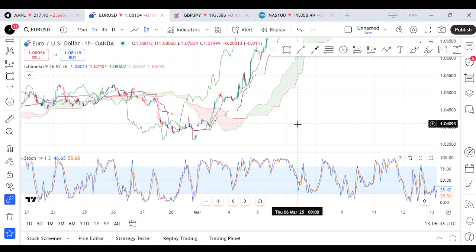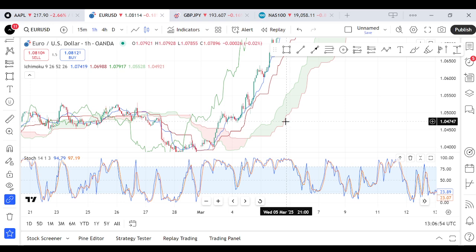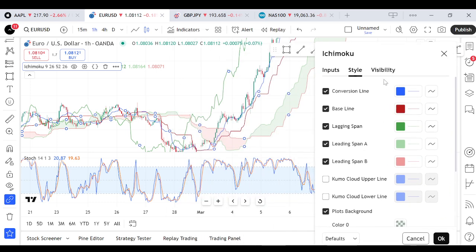This strategy uses the Ichimoku to analyze market direction and support and resistance levels, while the stochastic oscillator confirms momentum shifts. So for the Ichimoku, I'll explain its components. It consists of five components actually, with the most important being the cloud, which is also known as the Kumo. This is a Japanese indicator, so you're going to be hearing some Japanese words. This cloud highlights the trend direction and dynamic support and resistance.